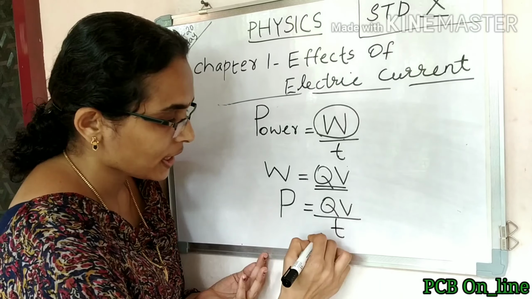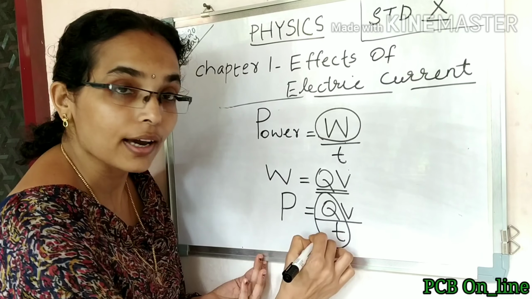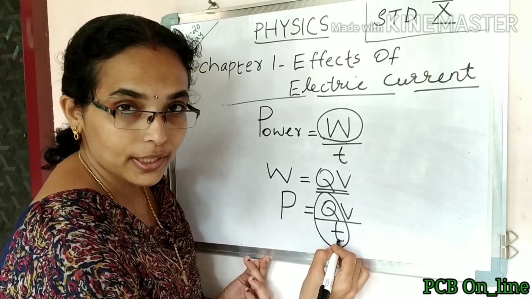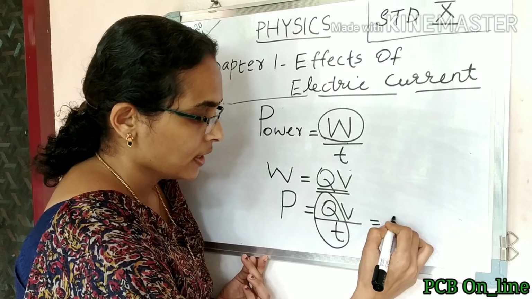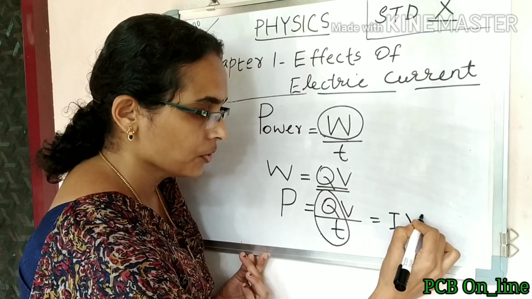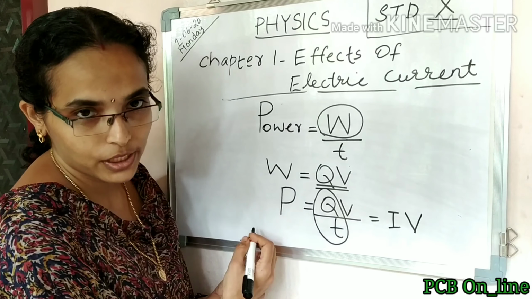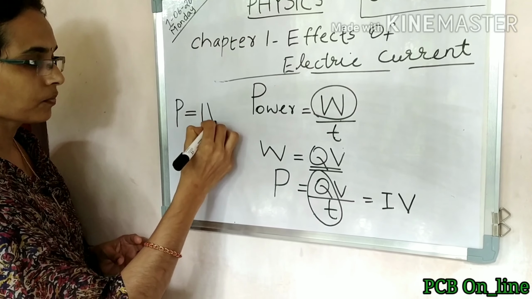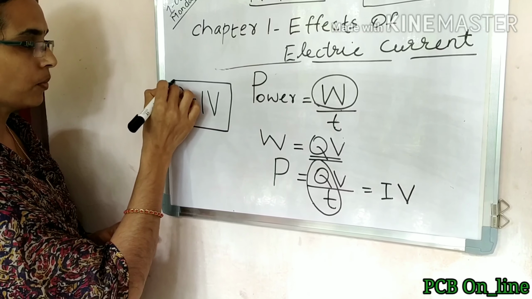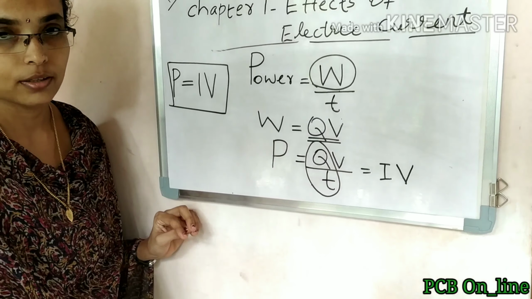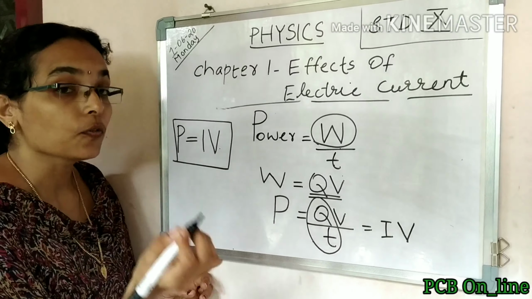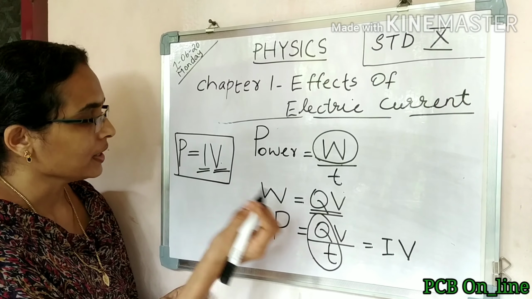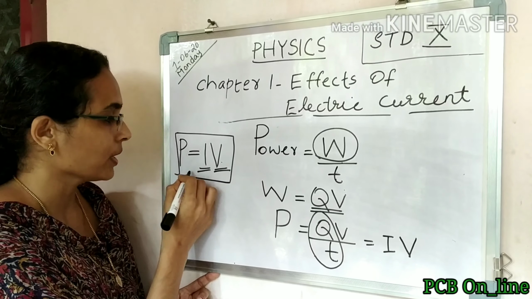Here we can see that this Q by T can also be replaced by I, because charge flowing per unit time will be current. That means it is equal to I into V. Thus, we get an equation for power which is P is equal to IV. This is our first equation for calculating power. We can use this equation if we know the current through the circuit and the potential difference. By simply multiplying these two, we can calculate the power.